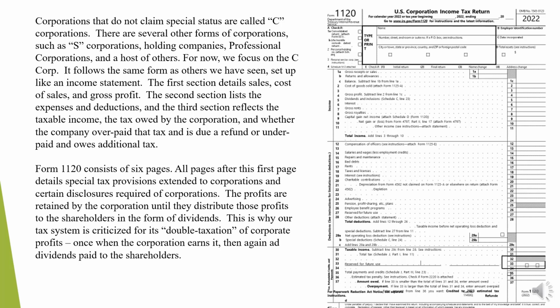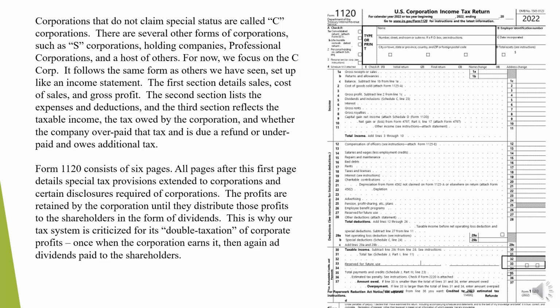It follows the same pattern of behavior as others that we've seen. It's set up like an income statement. So the first section is the income section, coming down to the total income. The second section will be the expenses and deductions. And then the third section is the calculation of the taxable income and the taxes that must be paid by the corporation. If they have sent money in and they have overpaid, then they may be entitled to a refund. If they have underpaid, then they will have to settle up with the IRS by sending them additional money.